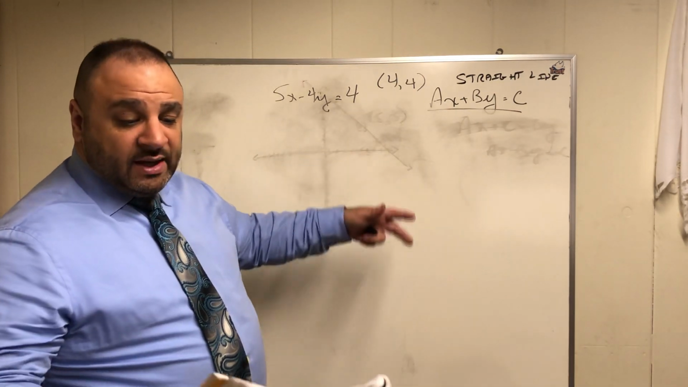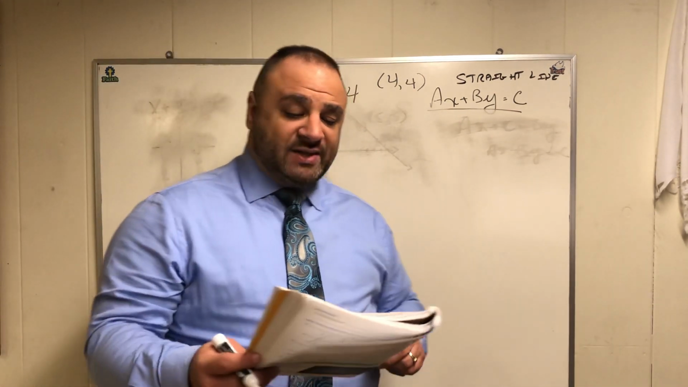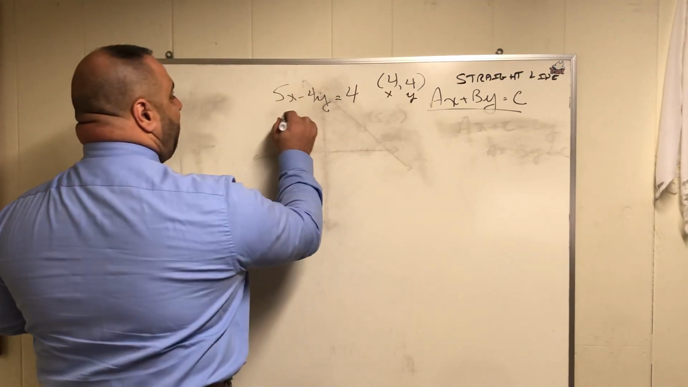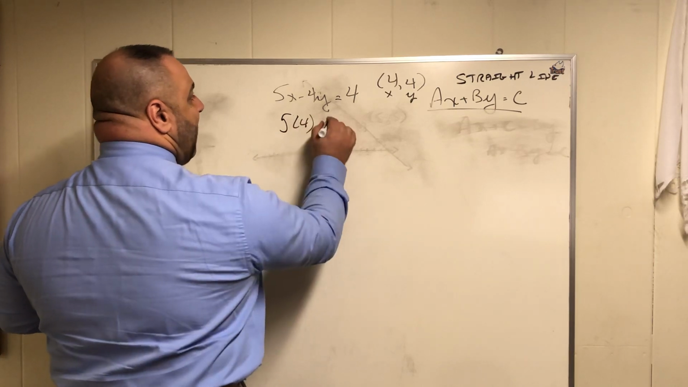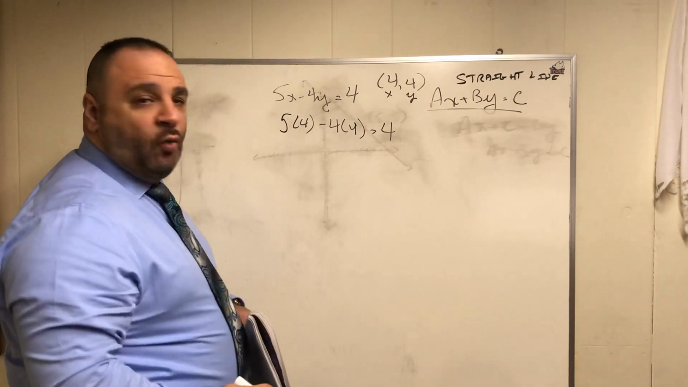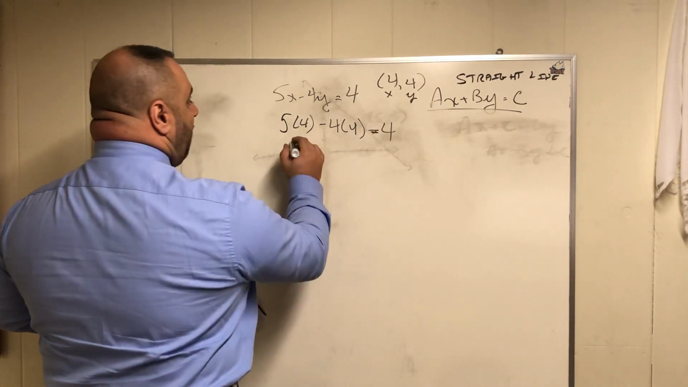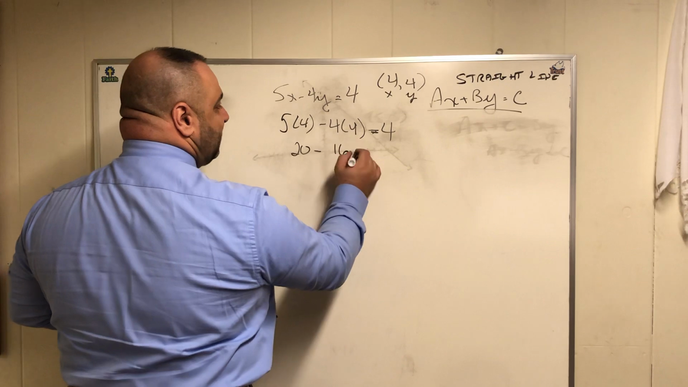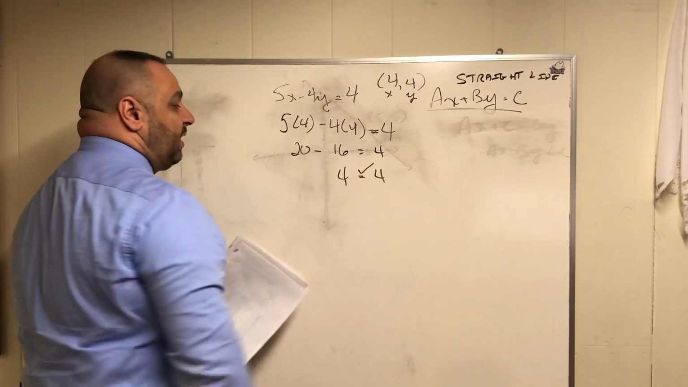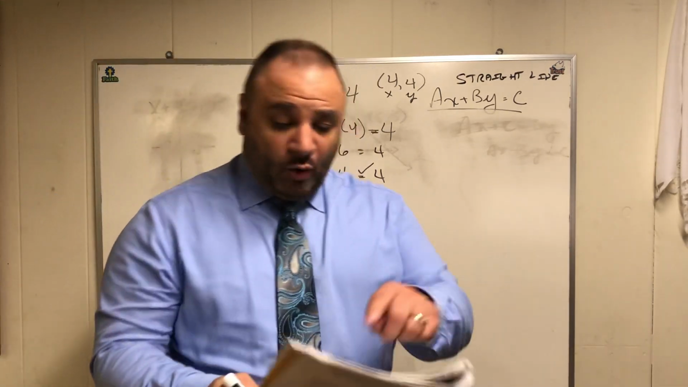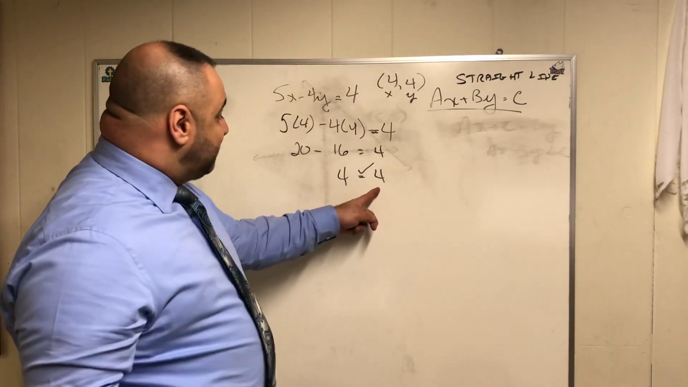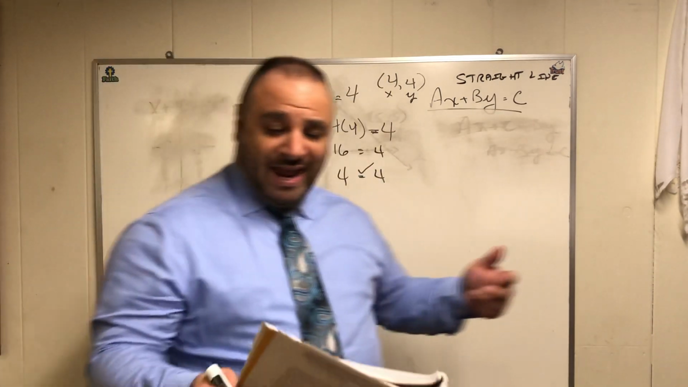So let's quickly do this. Number 2 on page 20. Remember x and y. So 5 times 4 minus 4 times 4, does that equal 4? 20 minus 16, does that equal 4? 4 does equal 4. So we would write in the blank yes or no. If it does satisfy the equation, then we would write in the blank yes.